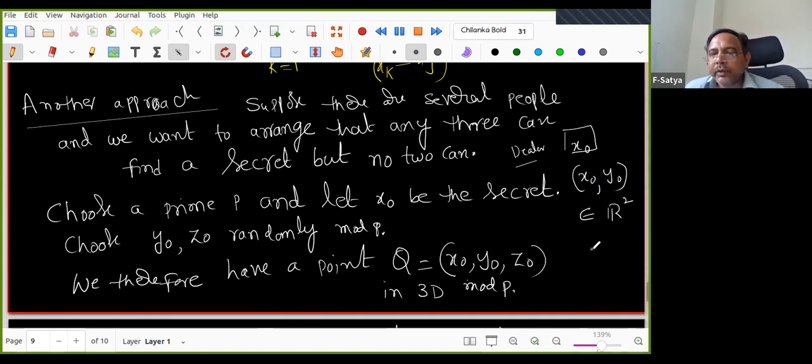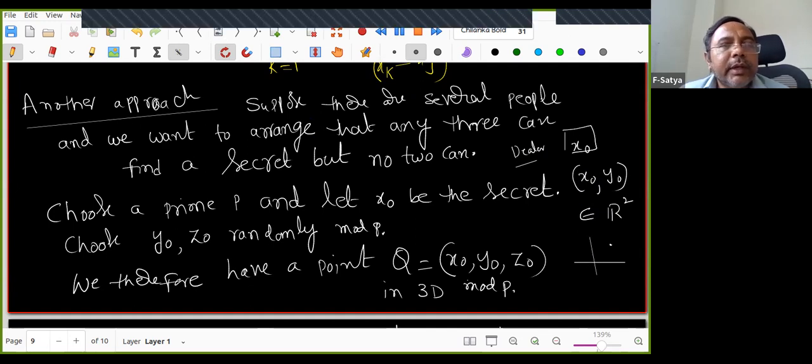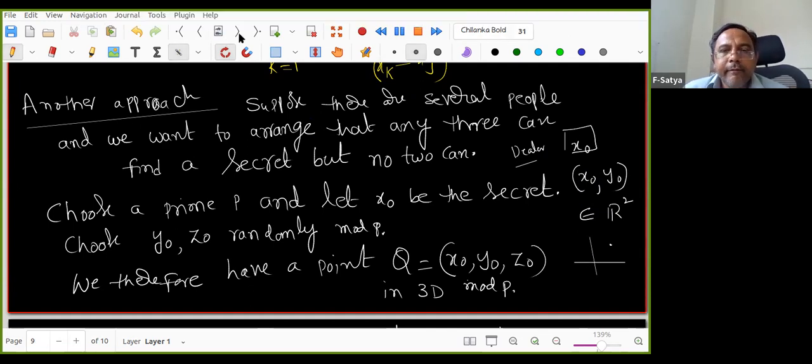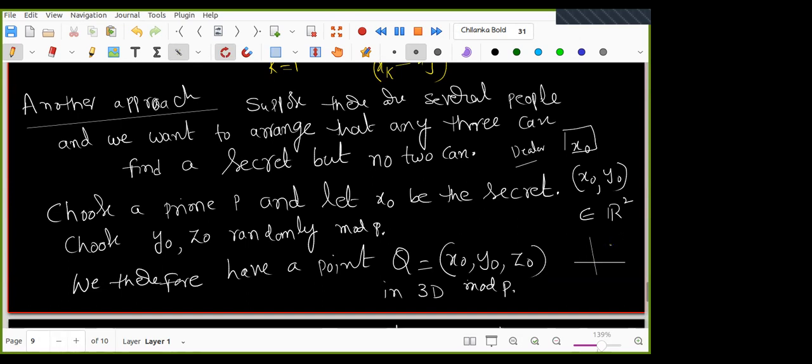How do I give? So in the xy plane, there is a point (x0, y0) at some place. Correct? Are you following that? Now, can I draw a line passing through this? How many lines can I draw passing through this? Infinite. Very good.